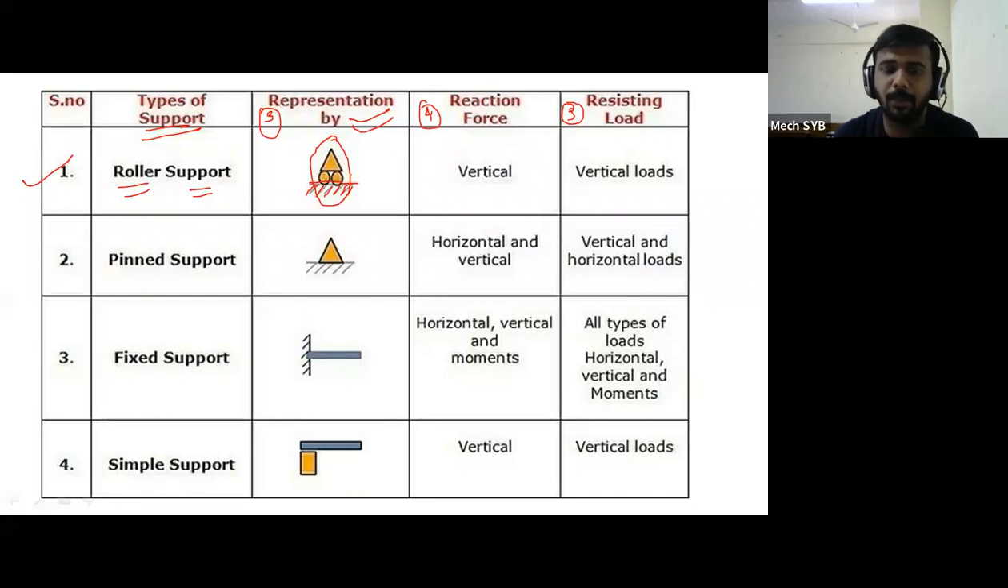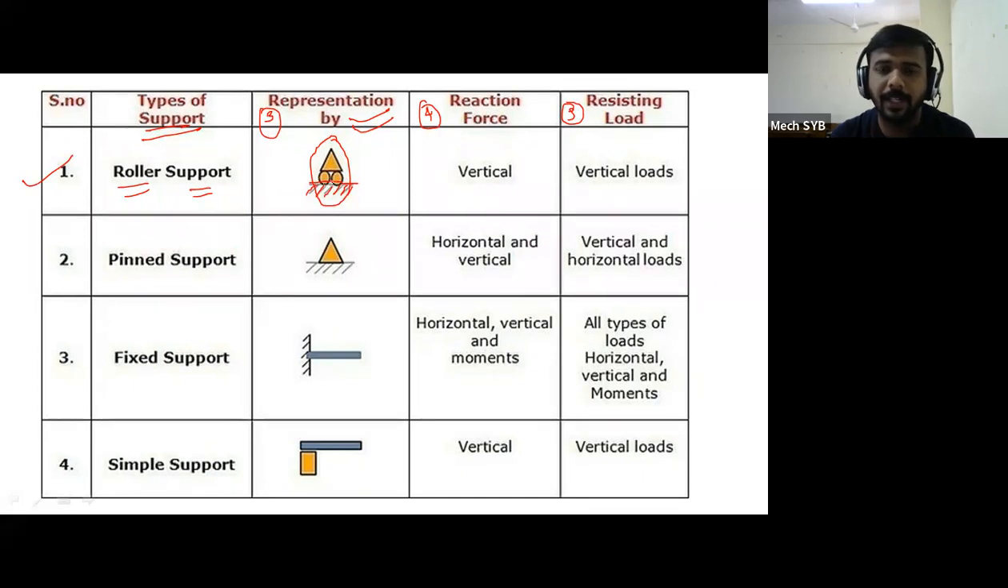If such types of supports are mentioned in the type of beam, it may be simply supported or overhanging. This particular support is called a roller support, because below this triangle the two circles are there. Those two circles represent the roller. But what is the meaning of this roller support?